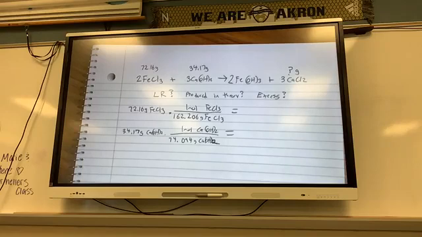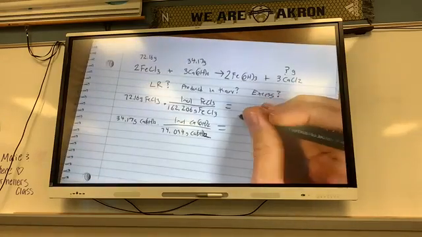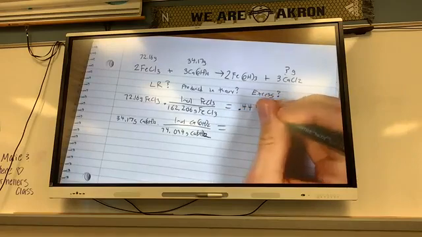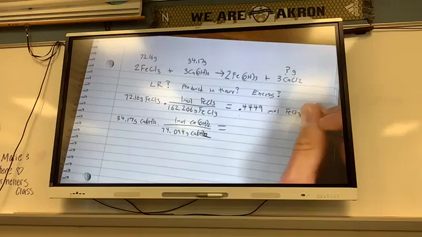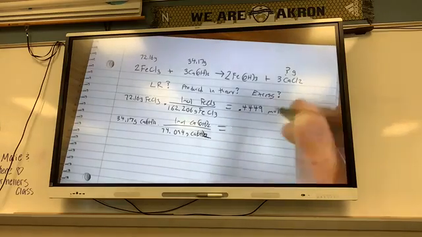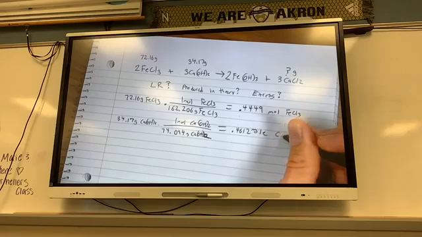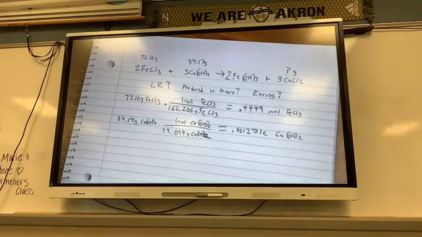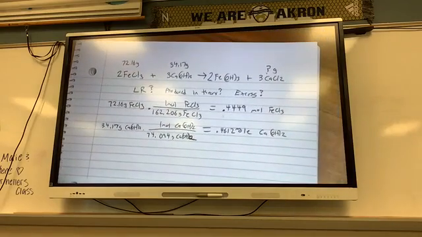We are now going to determine the limiting reactant. What'd you get for this one? 0.4449 moles of FeCl3. What about this one? 0.4612 moles of CaOH2. At this point, I have enough information to know what the limiting reactant is.